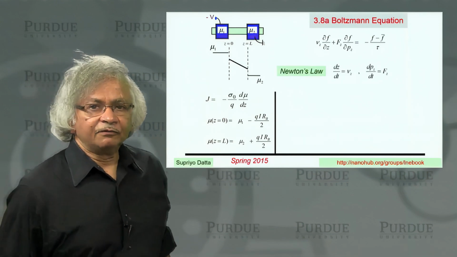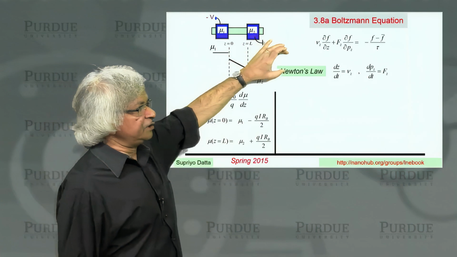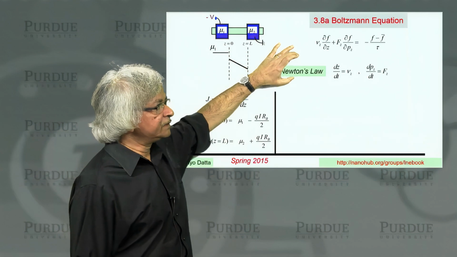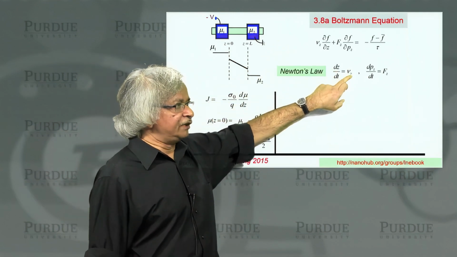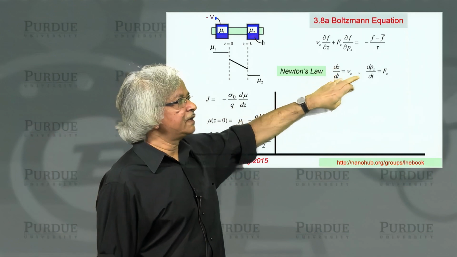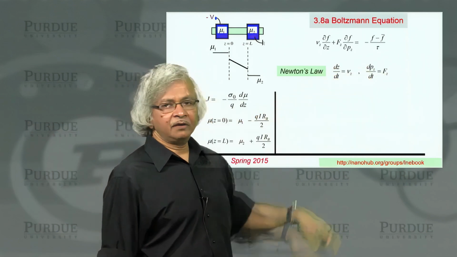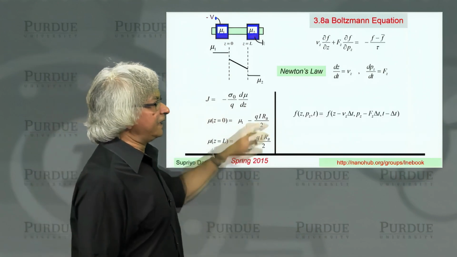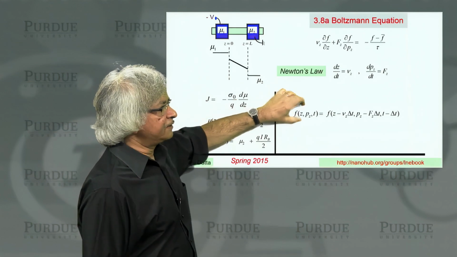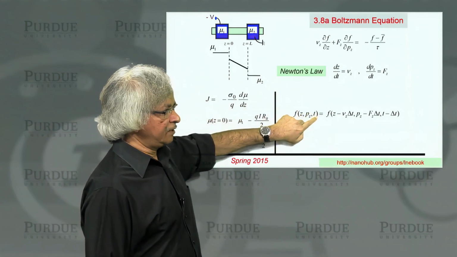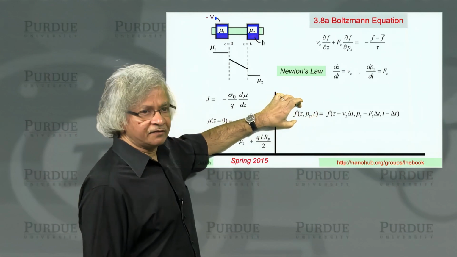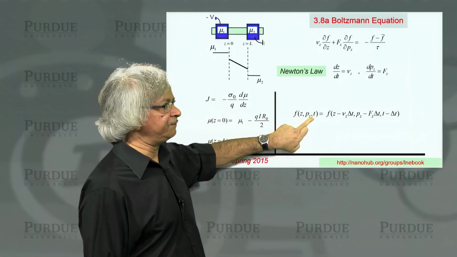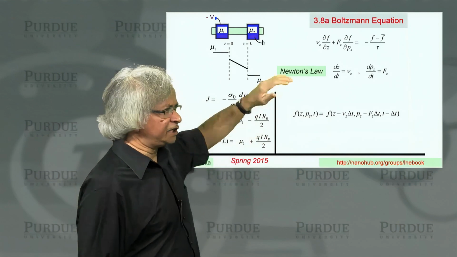The first thing is, of course, you're all familiar with Newton's laws. That is how you describe the motion of a particle like an electron. There are two equations: velocity is dz/dt, and force is the derivative of the momentum. Now, in the Boltzmann equation, we define something called f, which is a function of z, pz, and t. What it tells you is the occupation of states with a certain momentum pz at a location z at time t.